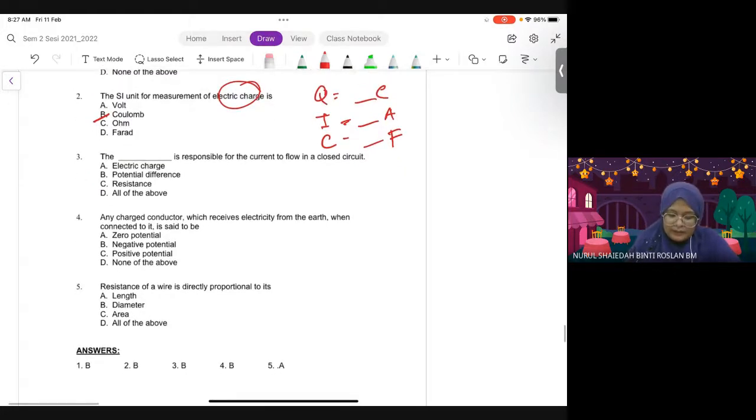Okay, the potential difference is responsible for the current flow in a closed circuit. So when we talking about I, kita ada formula satu je. I equals to dq over dt. V equals to IR. So apa formula yang ada sini? Electric charge. Potential difference. Resistance.